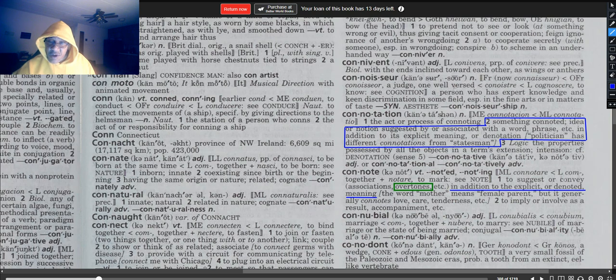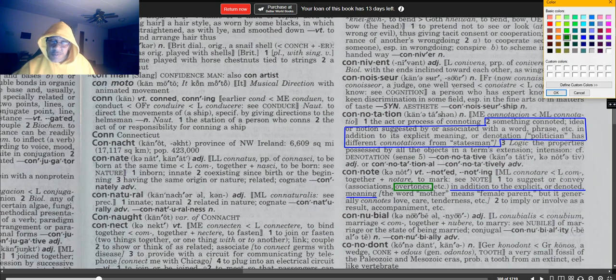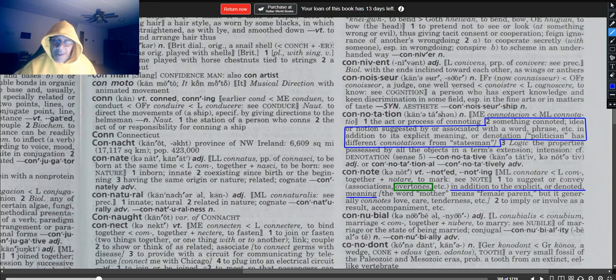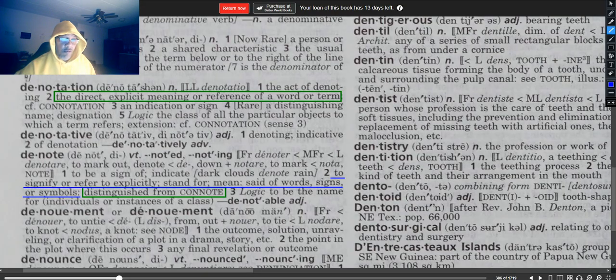So here you see also the word denotation. Denotation is the opposite of connotation. So you see denoted, denotation, right? The act of denoting, right? The direct explicit meaning or reference of a word or term. Okay?